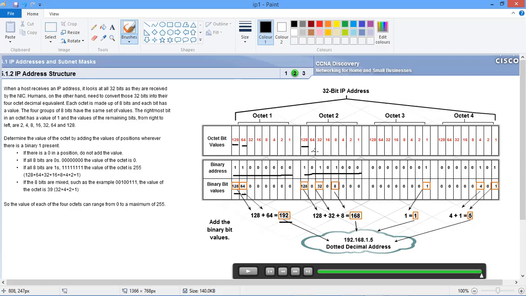We have another line. We have 128, 32 plus 8. The rest are 0. So when you add 128 plus 32 plus 8, it gives you this. We have another one. It's only 1, so you have it as 1. The next one is this. We have 4 and 1, so 4 plus 1 is 5. So the IP address is 192.168.1.5. That's what we have here. That's the summary of what I showed you, how to convert binary to decimal. This is just about IP bits, how to convert from binary to decimal.